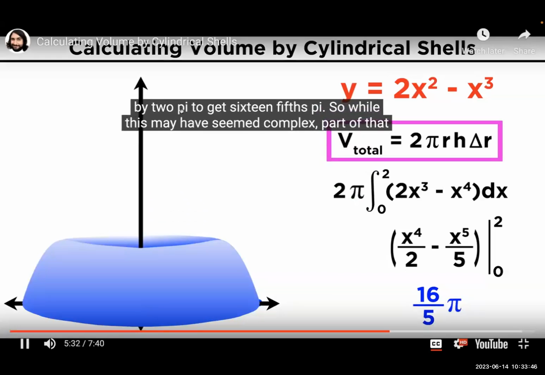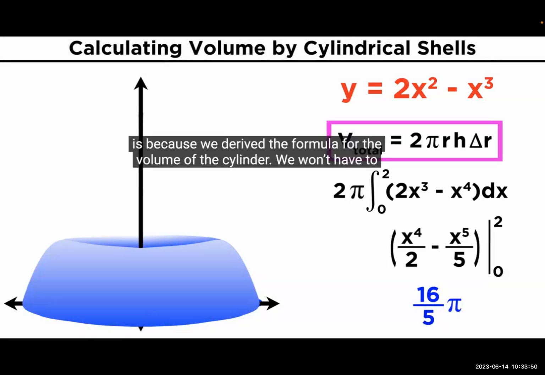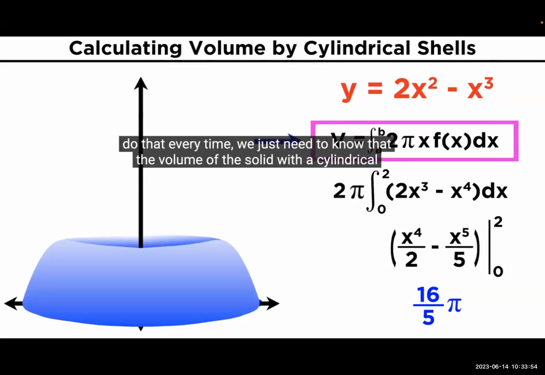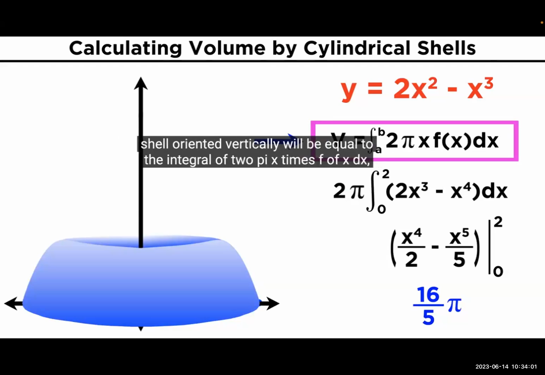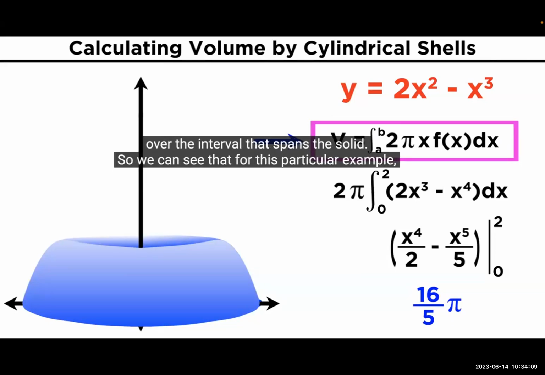So while this may have seemed complex, part of that is because we derived the formula for the volume of the cylinder. We won't have to do that every time. We just need to know that the volume of the solid with a cylindrical shell oriented vertically will be equal to the integral of 2 pi x times f of x dx over the interval that spans the solid.